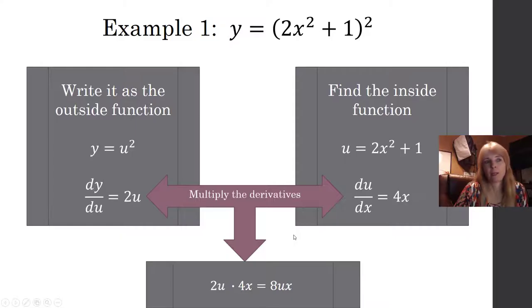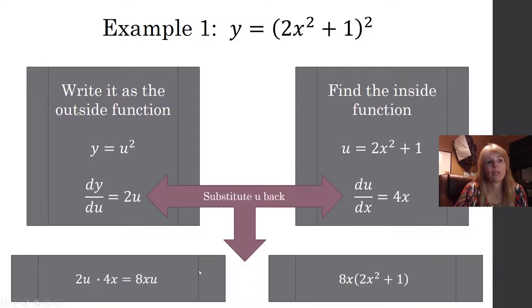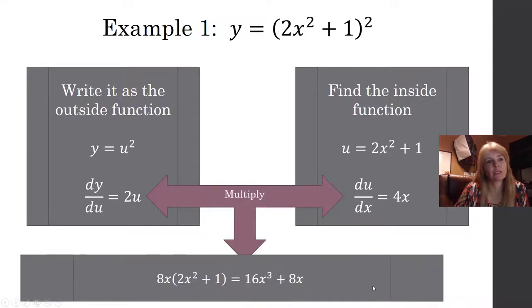Now I multiply them. So I multiply the derivatives, 2u times 4x equals 8ux. And then finally, I substitute back. I go back up here and I see what u equals. Where I see u, I plug in 2x squared plus 1. I just changed the order of them, so 8xu, put the u at the end. Where I see u, I plug in 2x squared plus 1. So the steps again: inside, outside, derivative of inside, derivative of outside, multiply, substitute u back, and then you can multiply this out if you like.